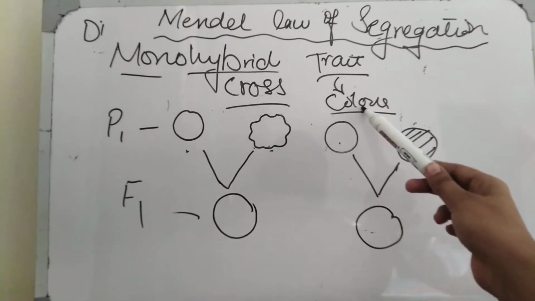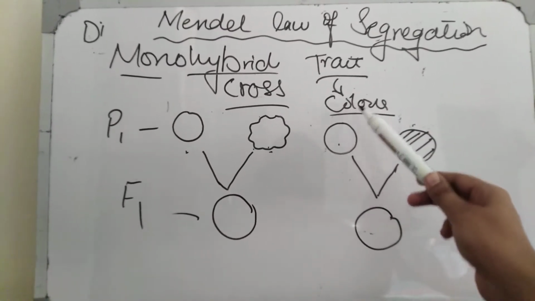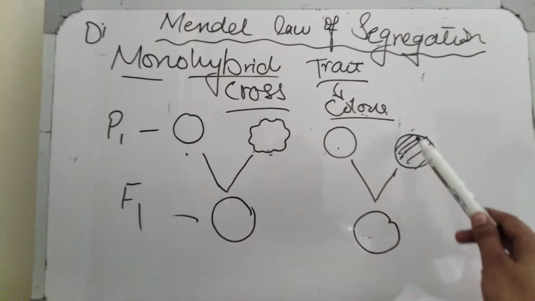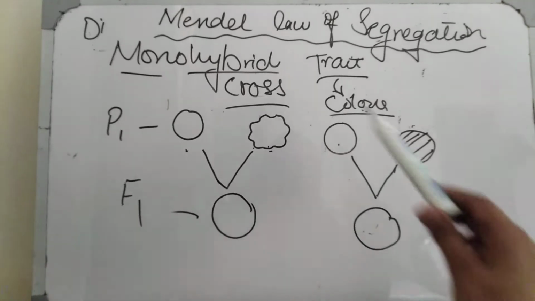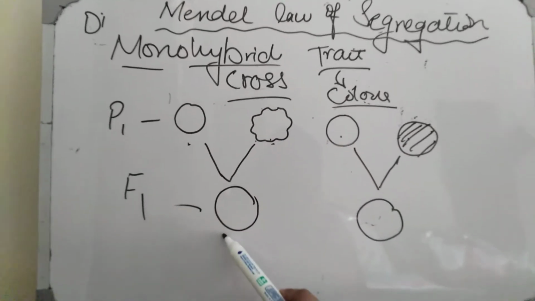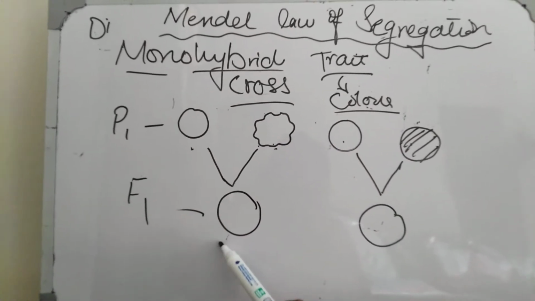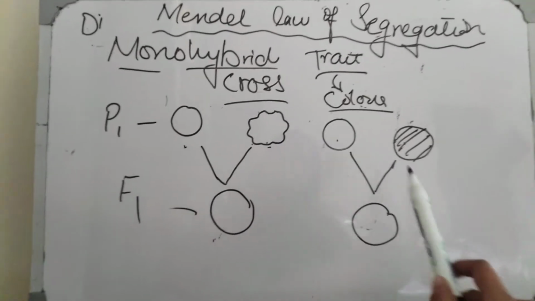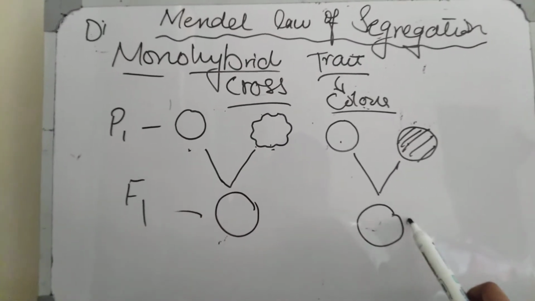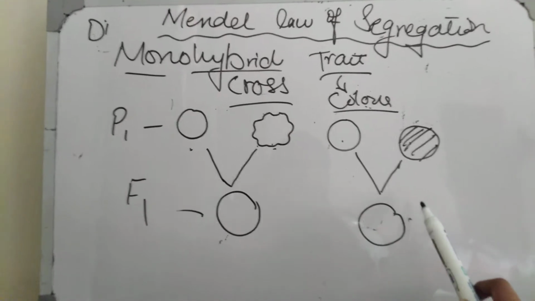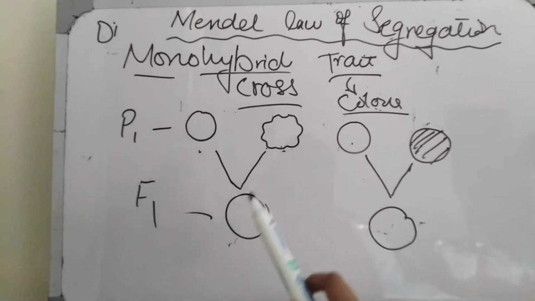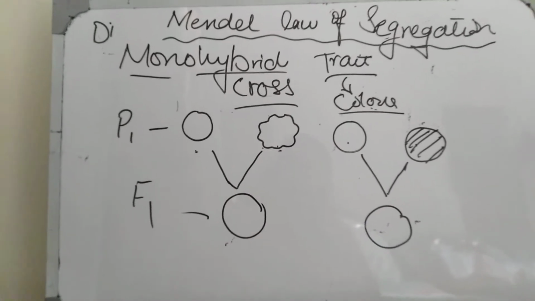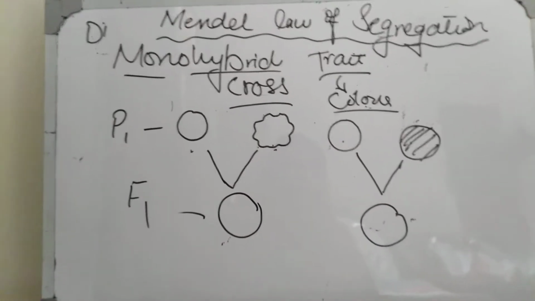The other trait which we are going to discuss is color. Suppose one is yellow in color and the other is green in color. All the offspring will be produced as yellow. In the first cross, we discussed only one trait, which is seed shape, and in this cross, only one trait, which is seed color. A cross in which we study only one trait at a time is known as a monohybrid cross.